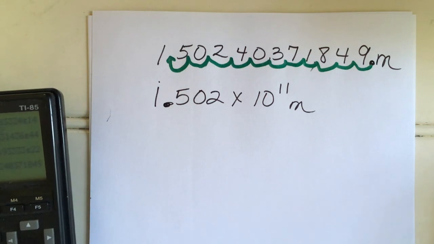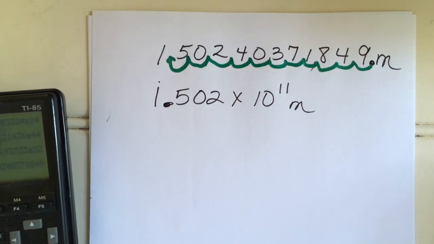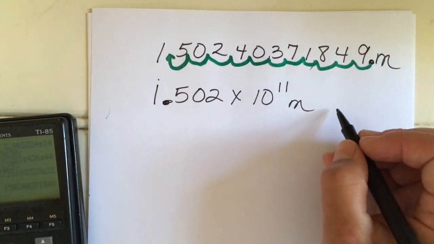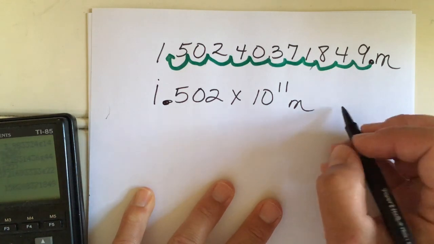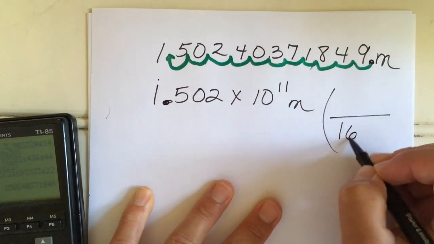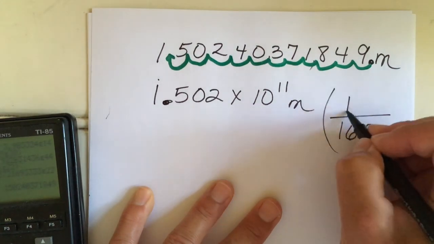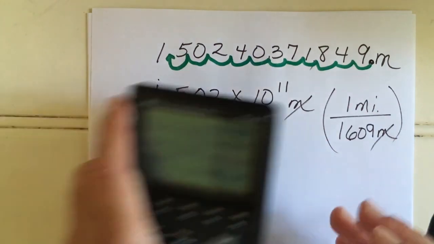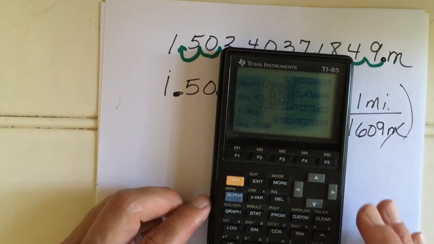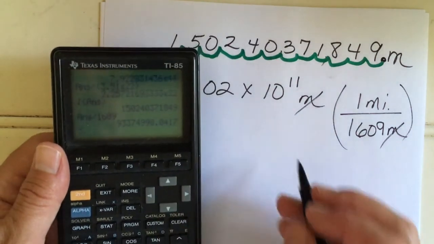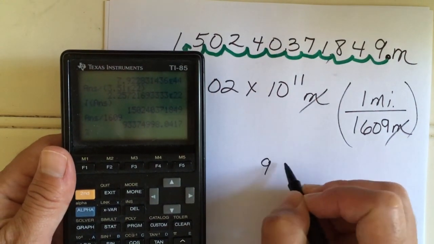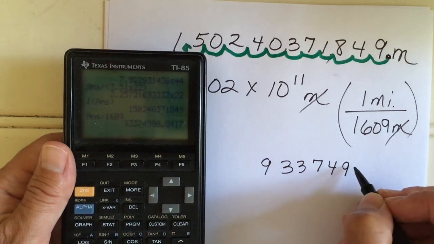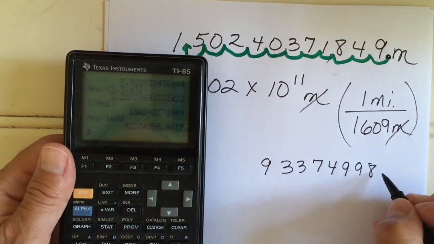Anything else I wanted to add to that? I don't think so, other than if you wanted to convert it to miles, we said that 1 mile is equal to 1,609 meters. So if we just did the conversion factor there, which I'm going to talk about in future lessons, it would equal, divide that by 1,609. So I'm saying that the center of the Earth from the center of the sun is 93374.998 miles.